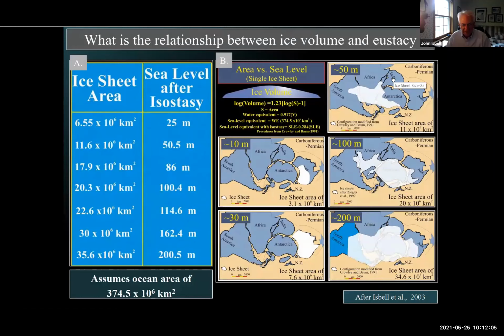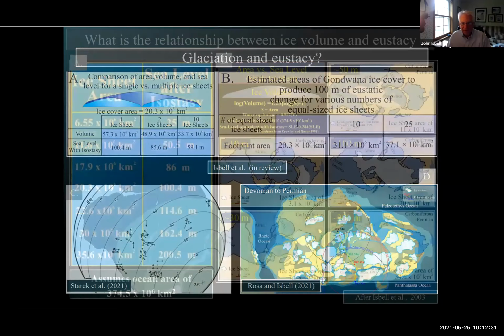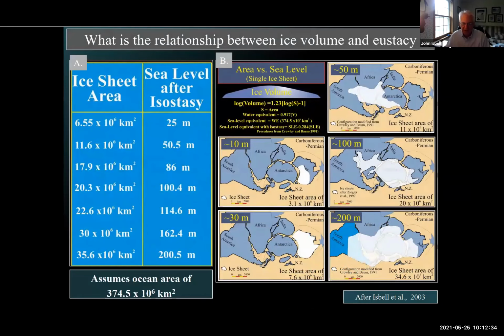So if we convert different ice areas and hence volume into sea level equivalents, this diagram in B shows different sea level changes that can be expected with either complete growth or complete destruction of ice of 10 meters, 30 meters, 50 meters, 100 meters, or 200 meters. And what you start seeing is once you exceed 50 meters, you start needing tremendous amounts of land area covered by ice to have those sea level equivalents produced. And you have to have complete growth and complete destruction of that ice sheet. Next.